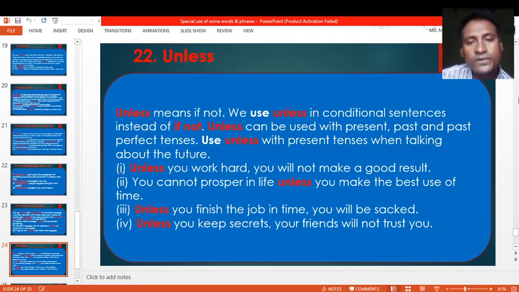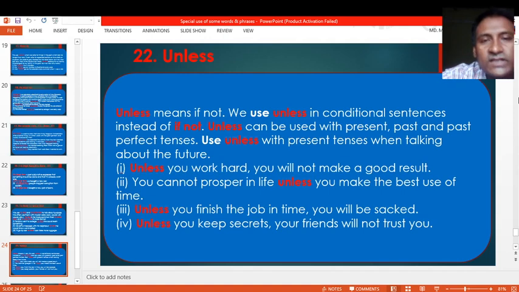You cannot prosper in life unless you make the best use of your time. Unless you finish the job in time, you will be sacked. Unless you keep secrets, your friends will not trust you. Hope that these examples will help you understand the use of this special word, unless.